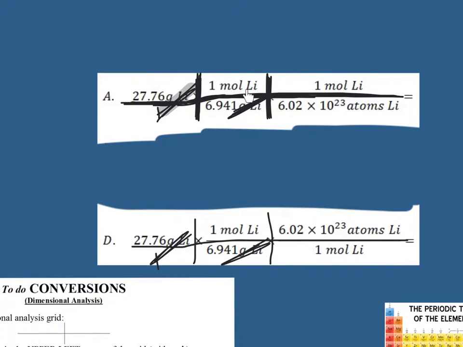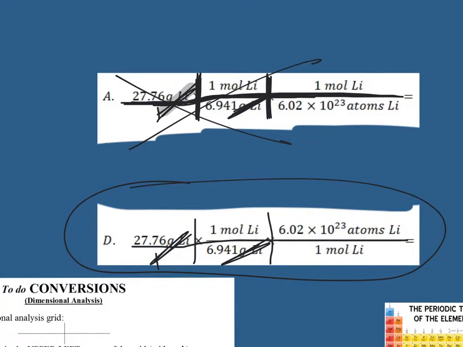If I have moles of lithium so far, I should see moles of lithium at the bottom to be able to cancel, but that's not moles, that's atoms. So I cannot use that to cancel out my unit. I can use this one to cancel out the unit, since the exact same unit is copied down diagonally. So I know that this first one cannot be the answer. My answer choice then has to be this one. That is the one that is set up correctly for dimensional analysis.